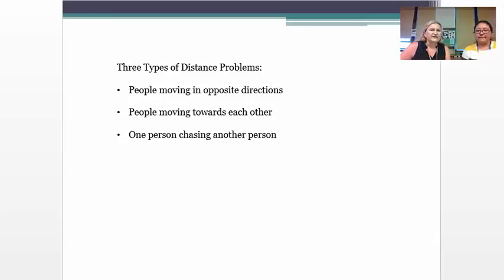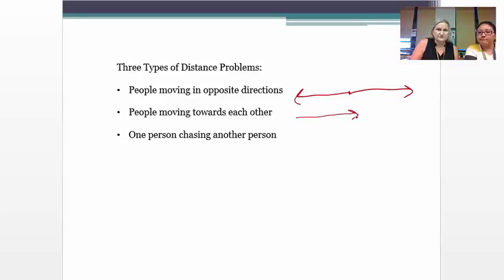Okay, so before we get to the actual problems, there are 3 different types of problems when we talk about distance. The first set is people moving in opposite directions. So one person goes here, the other person goes in the opposite direction, or people could be moving towards one another, or one person is chasing another person, so they go in the same direction. Okay, so moving on to example 1.